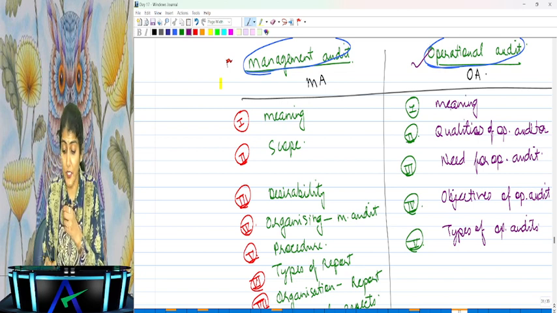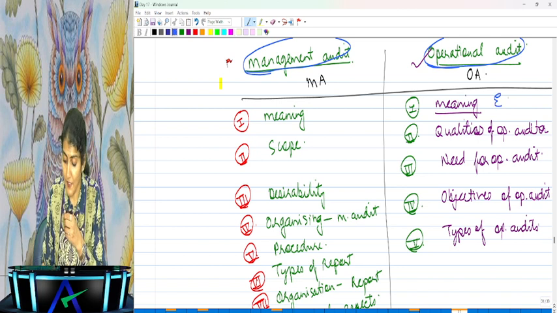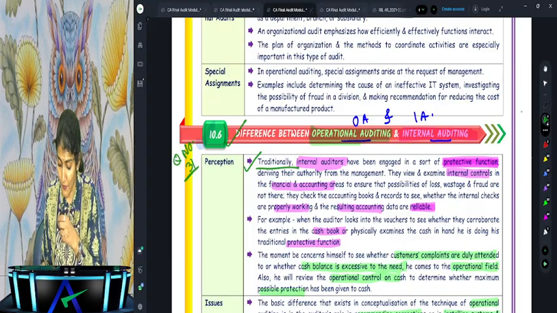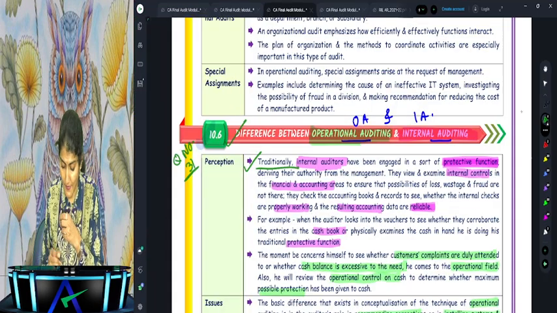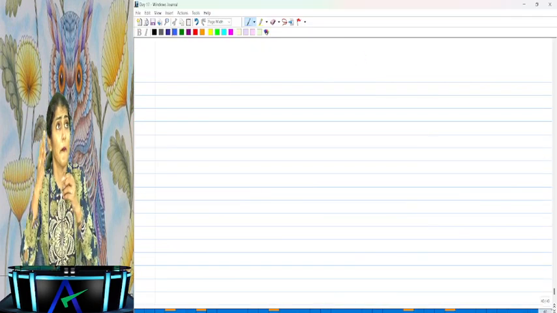What is operational audit? In which you check the three E's. Which are the three E's? Efficiency, economy and the effectiveness of the operations in an organization. So now say, like, let's take an example of a big store.